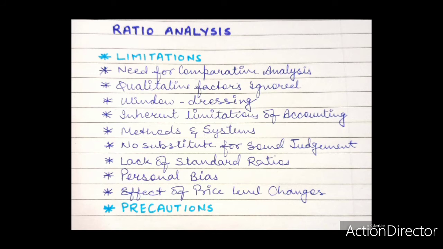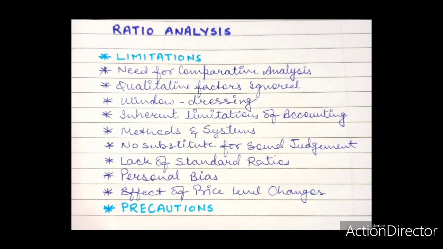Effect of price level changes. Changes in price level affect the comparability of ratios. A change in price level can seriously affect the validity of comparison of ratios for different years. For instance, a firm which has purchased an asset during deflation at low prices will show a higher return than the firm which has purchased the asset during inflation at a higher prices.